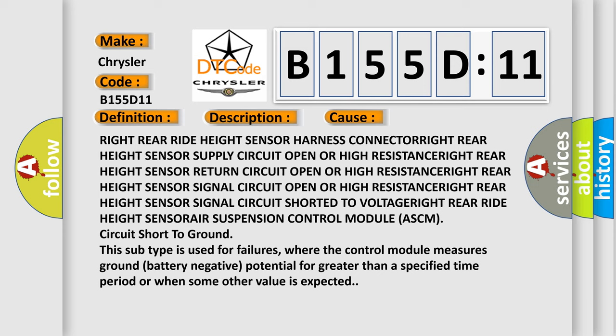This subtype is used for failures where the control module measures ground or battery negative potential for greater than a specified time period or when some other value is expected.